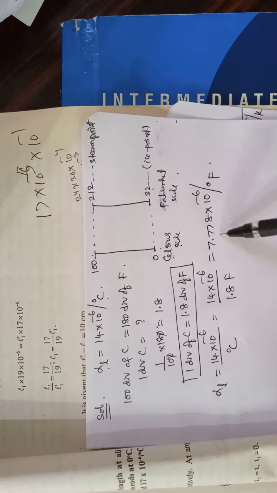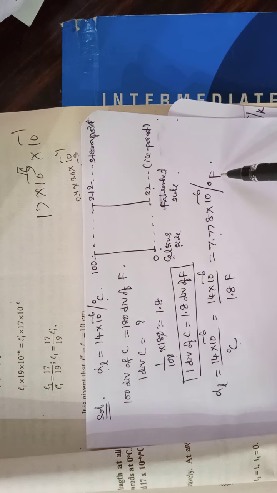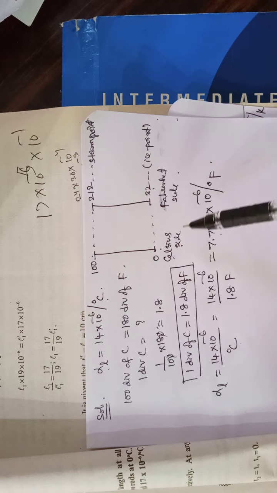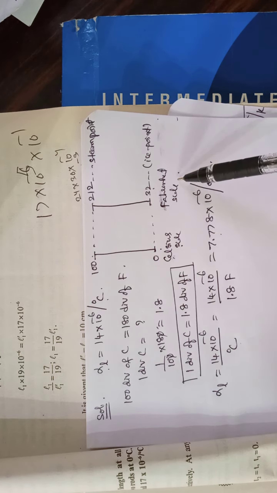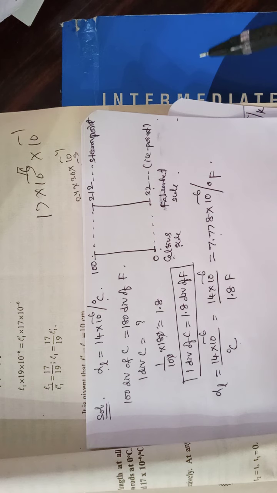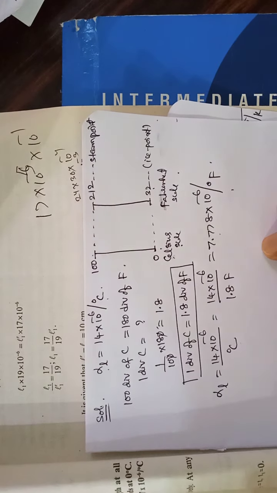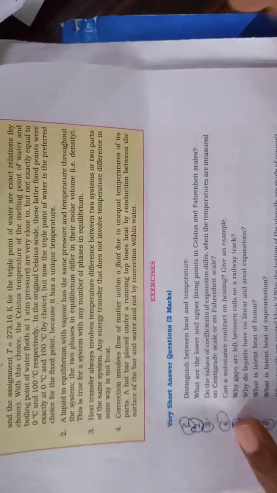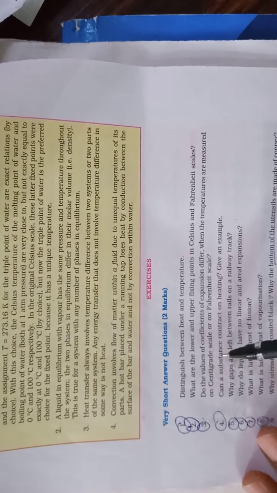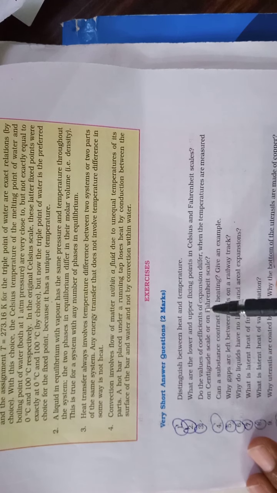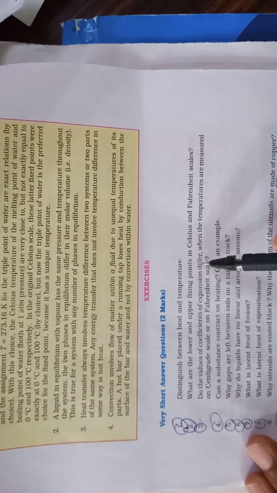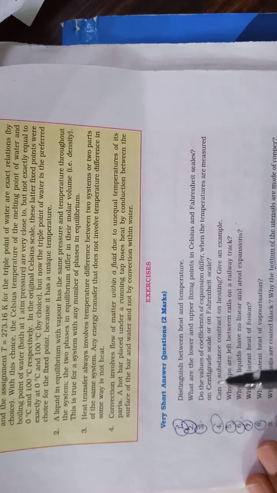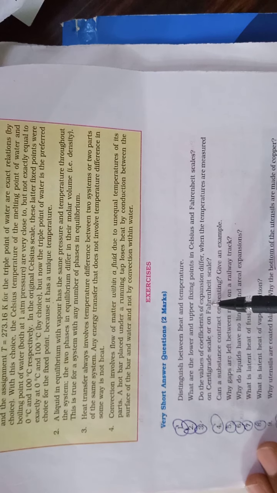See, alpha value in degree centigrade and in degree Fahrenheit is not same. The reason is the unit size on Celsius scale and Fahrenheit scale is different. Therefore, the alpha value also we get differently. We have a question here. Very short answer question is there here. Do the values of coefficients of expansion differ when the temperatures are measured on centigrade scale or on Fahrenheit scale?